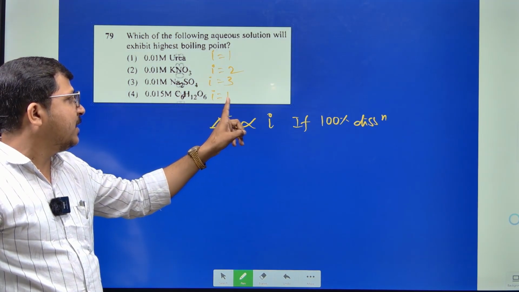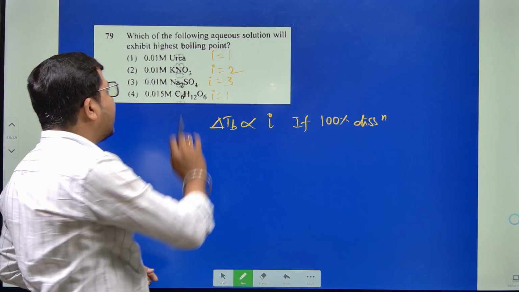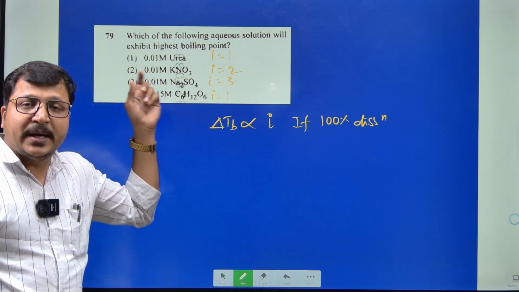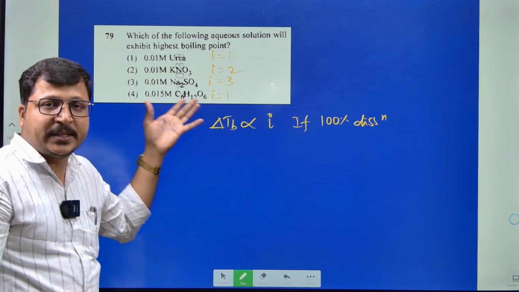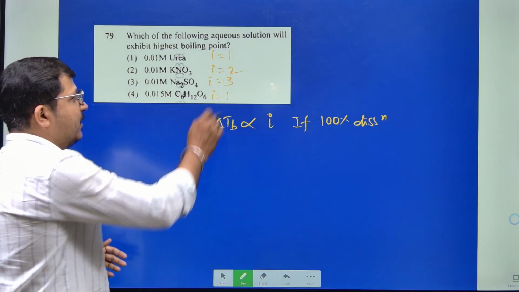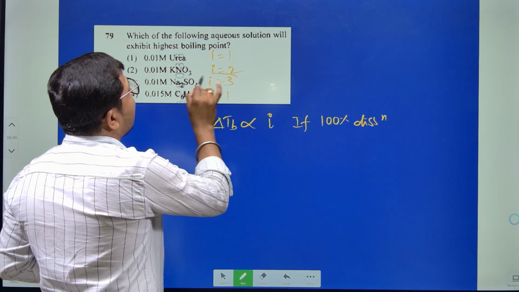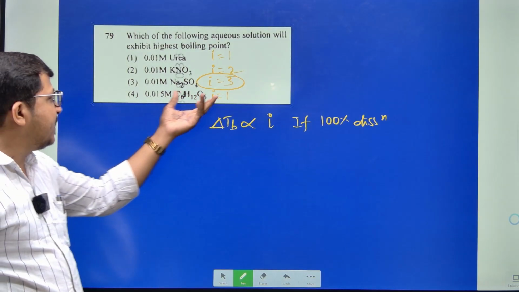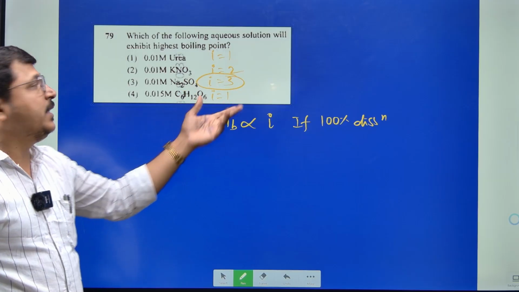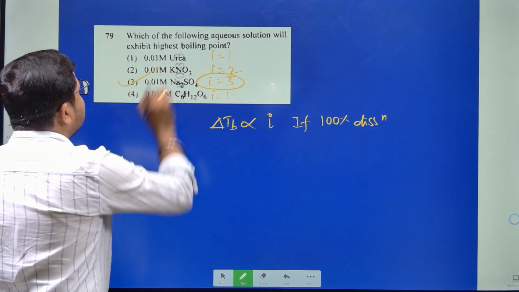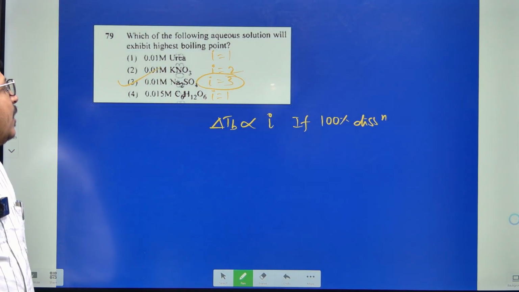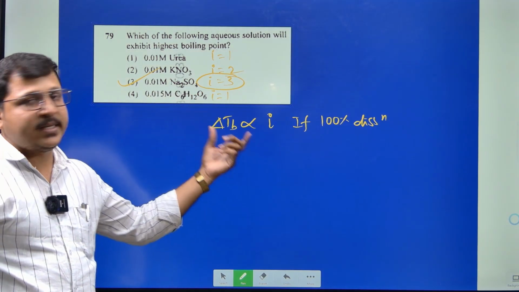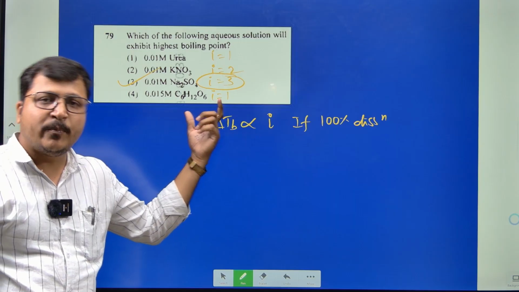Here also there are no ions, so the i value is 1. But in the case of KNO3 as well as Na2SO4, it splits into ions when dissociated in water. So the number of ions in Na2SO4 is 3, because after 100% dissociation the i value becomes 3. Therefore the right option is option number 3. Na2SO4 has the highest i value, and due to that reason it shows the highest boiling point.